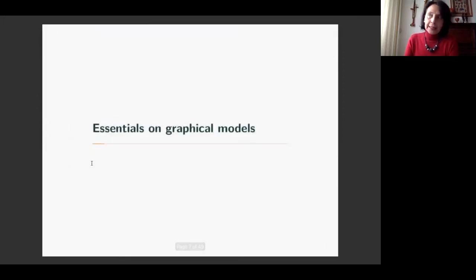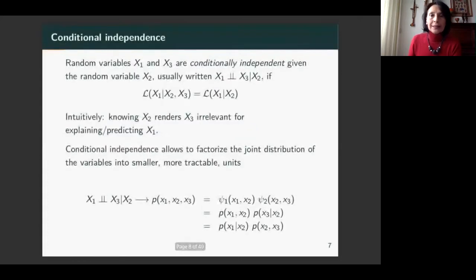Now, one of the key concepts in statistics in multidimensional settings is that of conditional independence. I'll be using the smallest example possible, 3 variables, x1, x2, and x3.